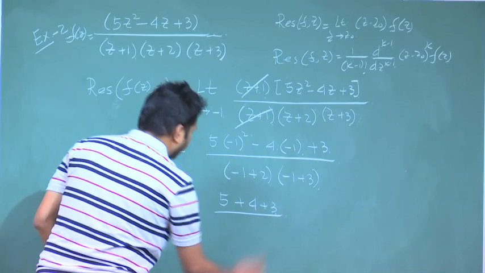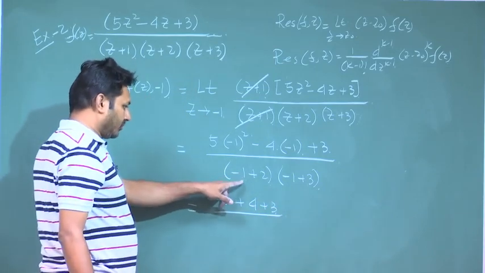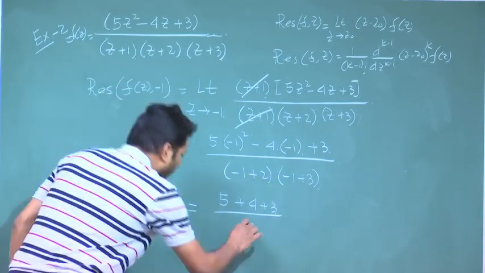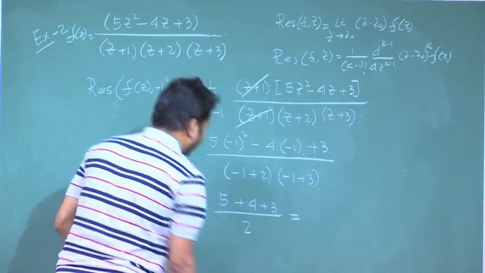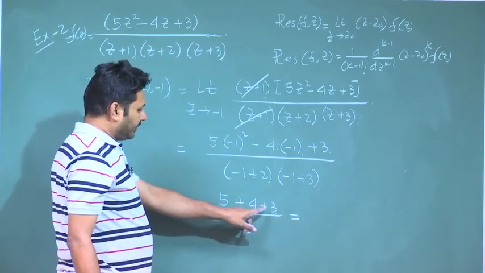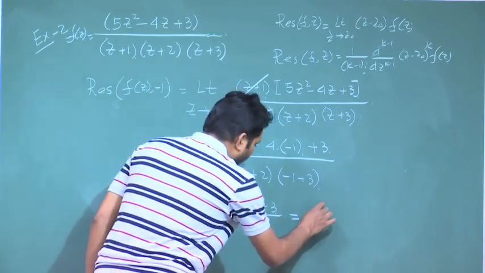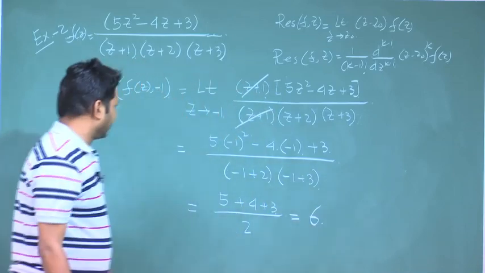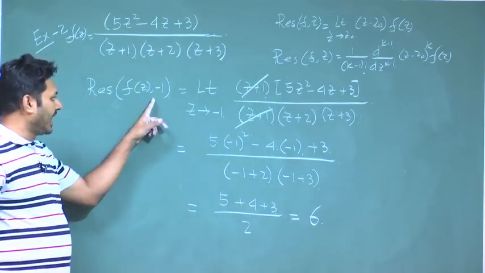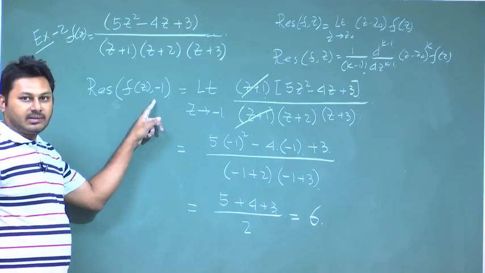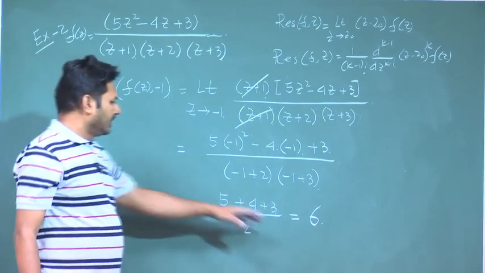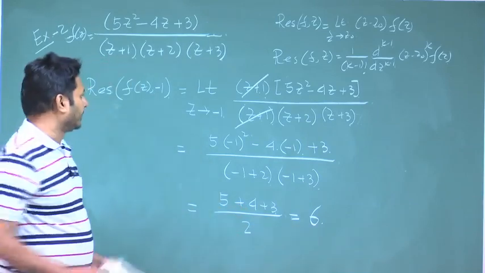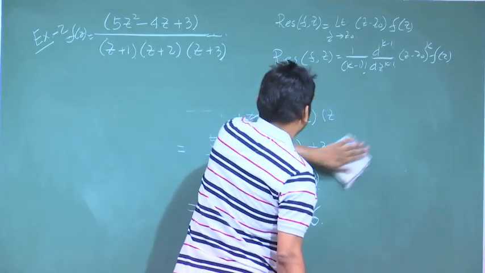In the downstairs I have 2 minus 1, so it is 1, and 3 minus 1, it is 2, so I have 2. So, upstairs it is 5 plus 4, it is 9, plus 3, 12, divided by 2, so I will have a value 6. So, my first residue at z equal to minus 1 is 6. Okay. Let me find out the other residue quickly.